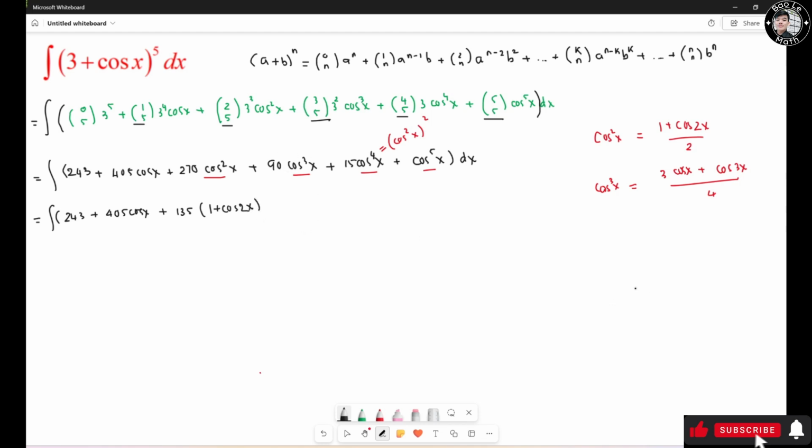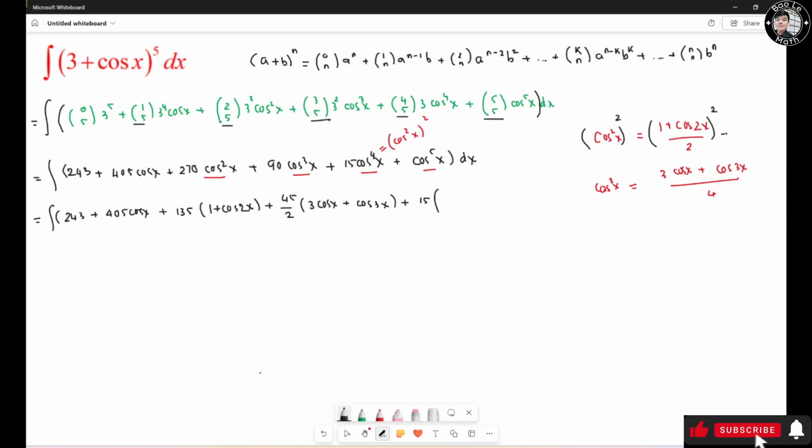Alright, this guy, same thing. I have cosine cubed x equals 3 cosine of x plus cosine 3x over 4, right? So I take 90, I divide by 4. It's going to be 45 over 2 times 3 cosine of x plus cosine 3x, right? Now, this guy right here turns out to be plus 15 times this guy right here, 1 plus cosine 2x over 2, right? So if I square this guy on both sides, this guy turns out to be squared.